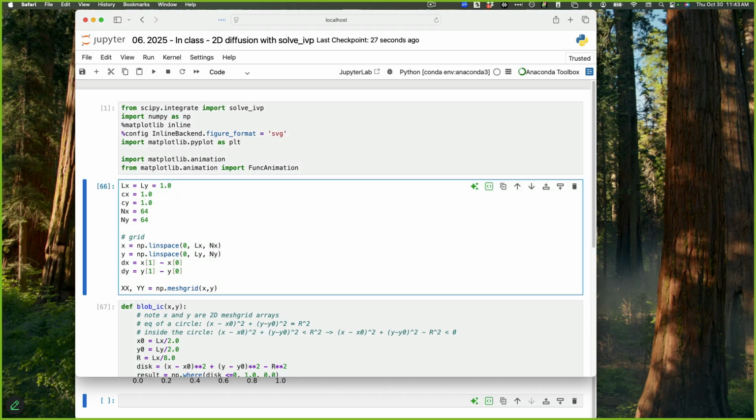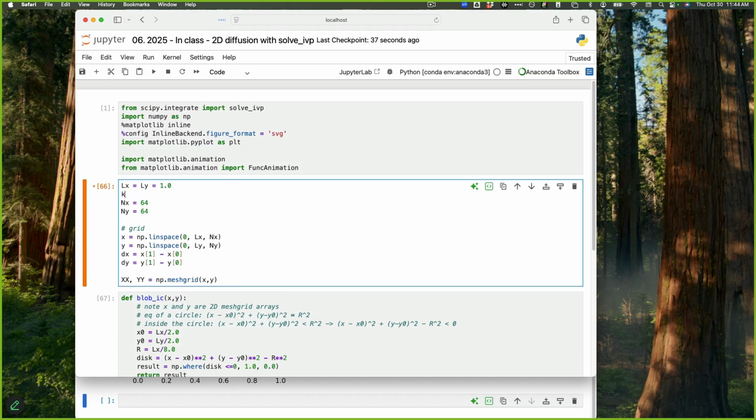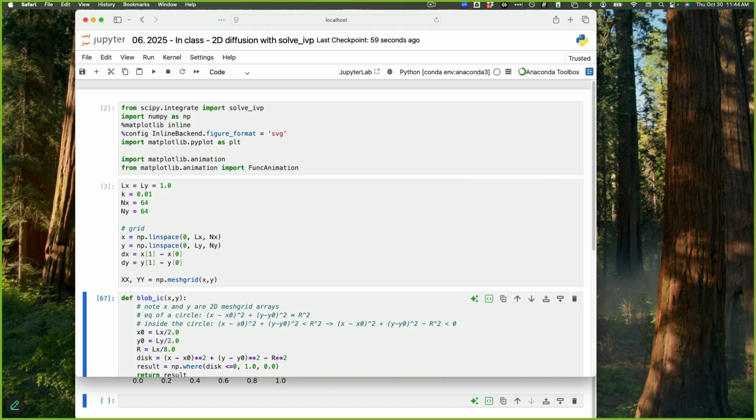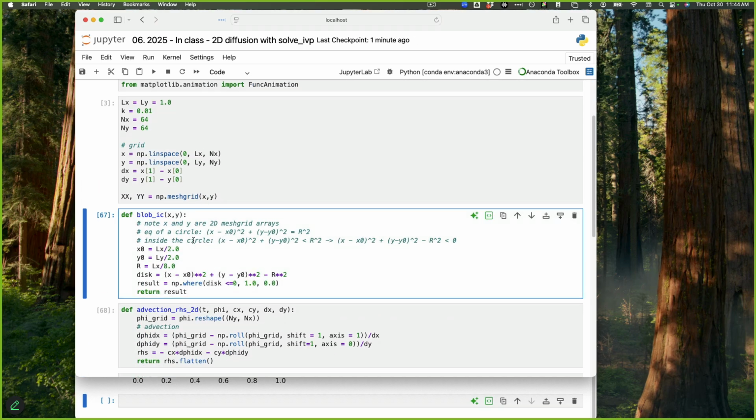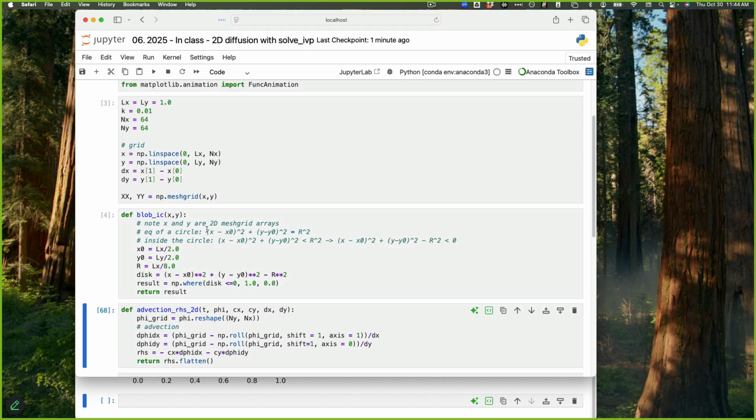Over here, I don't have Cx and Cy. And by the way, you could have different diffusion coefficients in X and Y. Okay, you can totally have that. But in this case, we're gonna put just K. Let me see what I put here in my code. Let's say 0.01. And you can have, like I said, diffusion in X, diffusion in Y, different coefficients. That's totally legit. So everything here is the same. We can keep the blob initial condition if you want, that's okay.